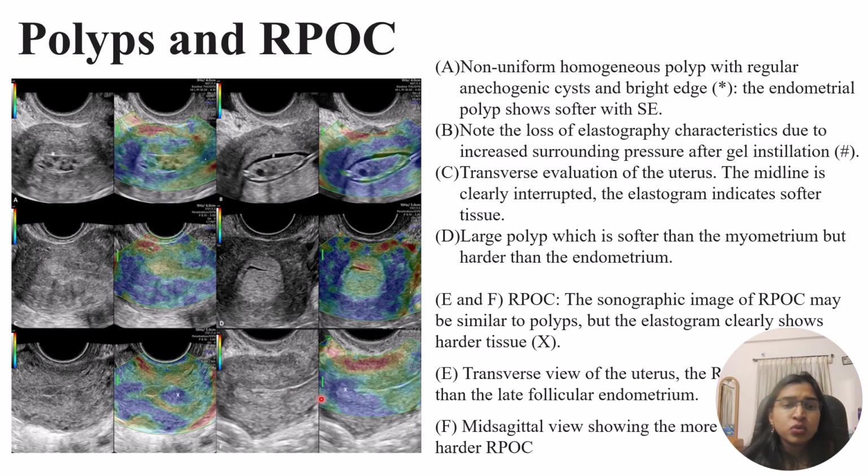See, these two pictures are of RPOCs. It's a transverse view of the RPOCs. We can see the sonographic image of RPOC. It may be similar to a polyp, but the elastogram clearly shows a harder tissue.